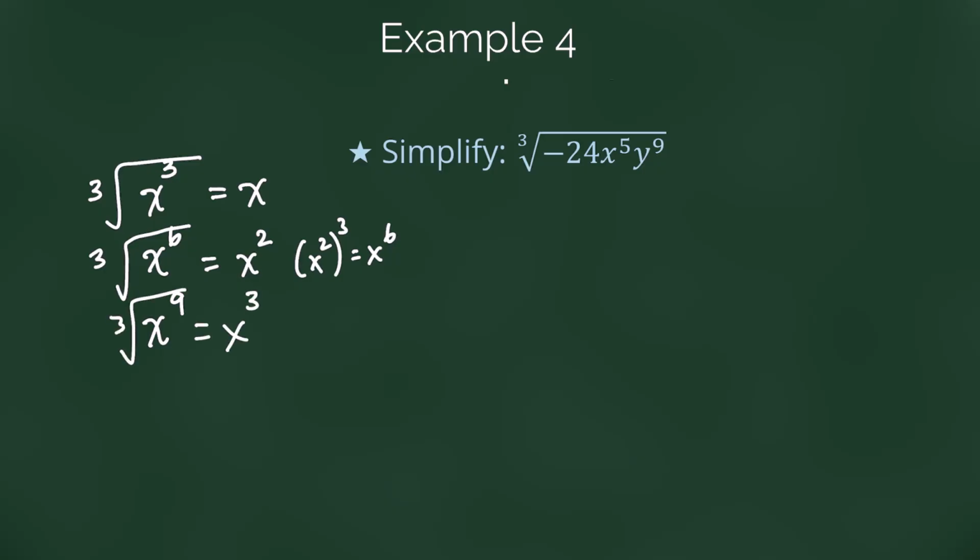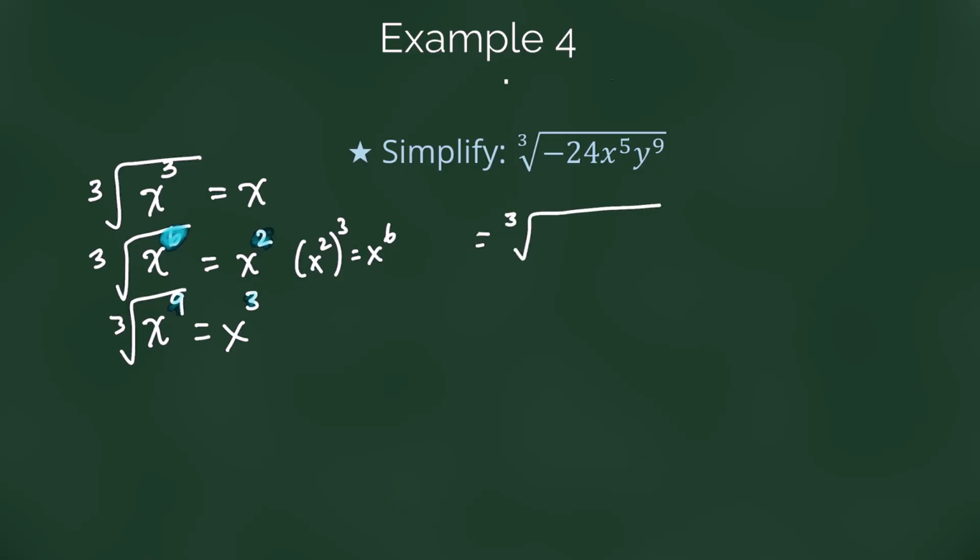Notice in each of those cases, I'm taking the exponent and I'm dividing it by 3 to get the new exponent. 6 divided by 3 is 2. 9 divided by 3 is 3, and so on and so forth. So we're going to want to split our variable terms up into things that have powers of 3 in them, and then whatever's left over. So the cube root of negative 24.